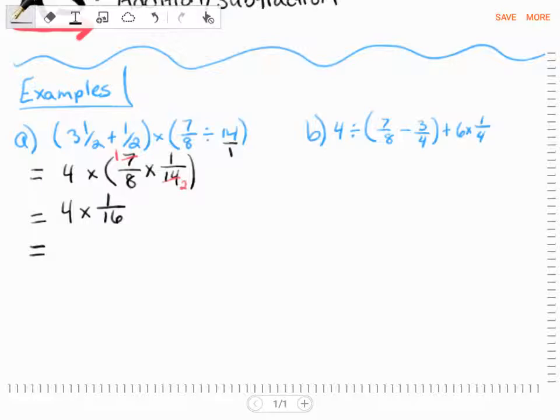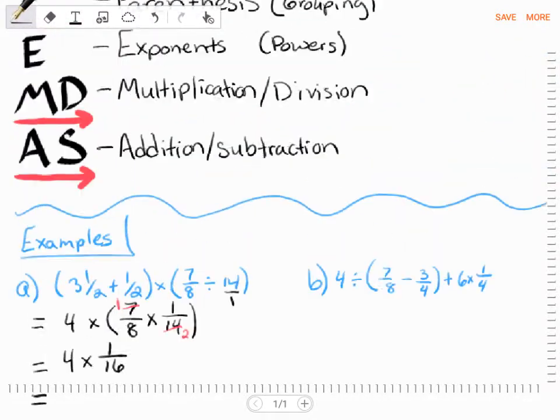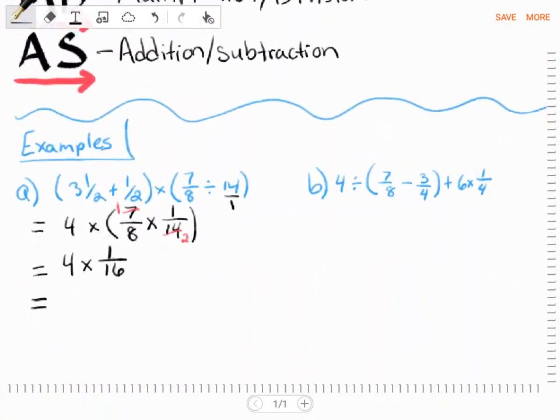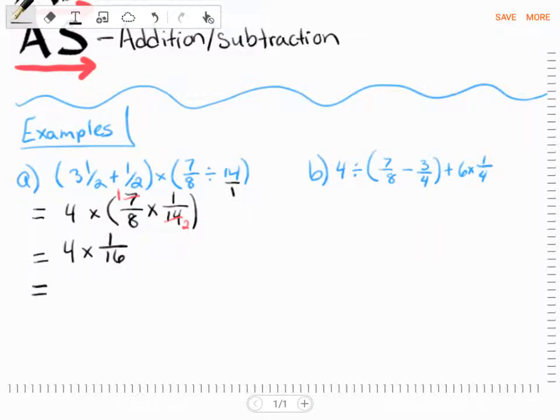Now, my next thing here is I want to multiply. I've conquered all my parentheses. We established that we didn't have any exponents that we needed to mess with. So my next thing is to conquer my multiplication and division. However, all I have is multiplication. I don't have to worry about division. So I'm going to go ahead and do that. I'm going to think of this as 4 over 1.